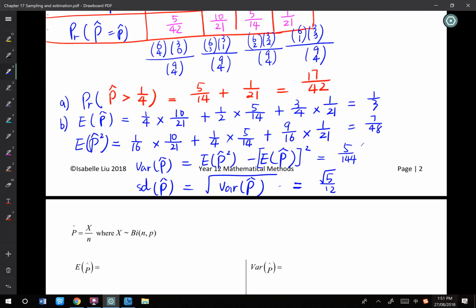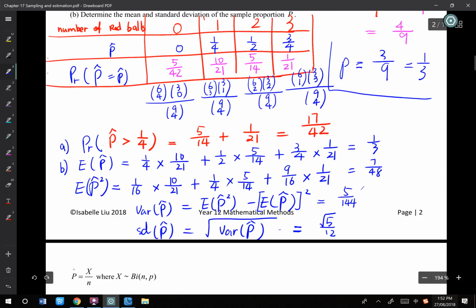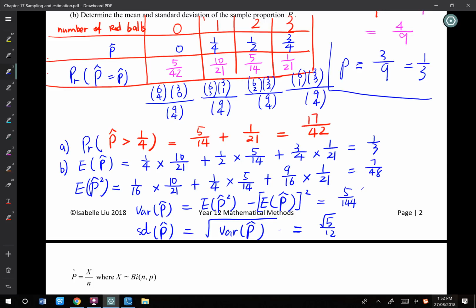Okay, let's think about a third. Why is it such a nice number? How can you work out the third? It's not something that surprised me. I'm expecting a third. What's p in this question? How do you calculate that? 3 out of 9, which is a third. So the conclusion we have here is that your expected p hat should be the same as your p.